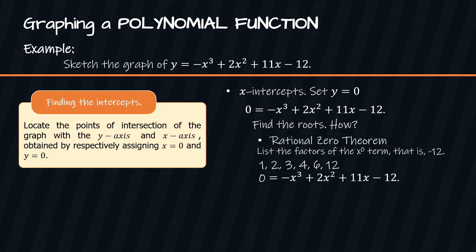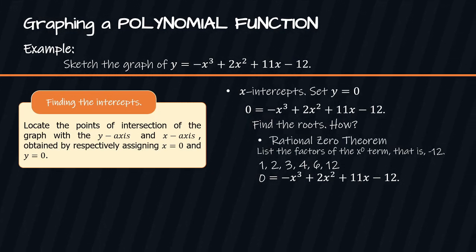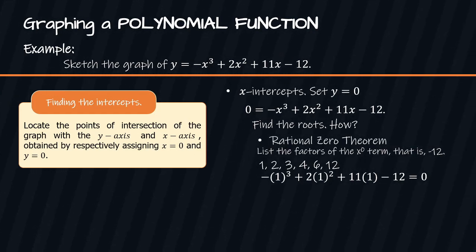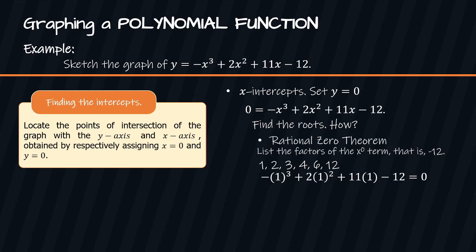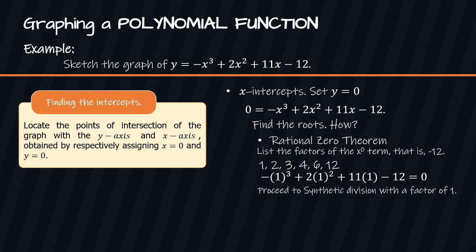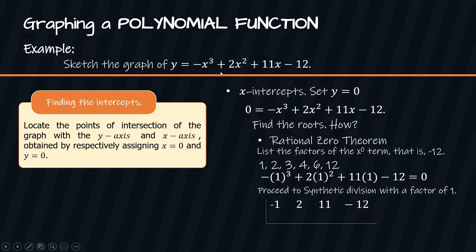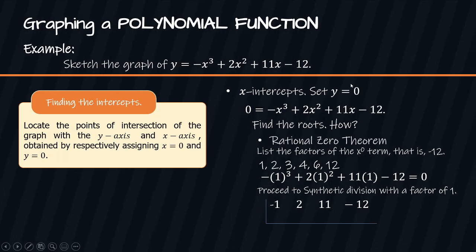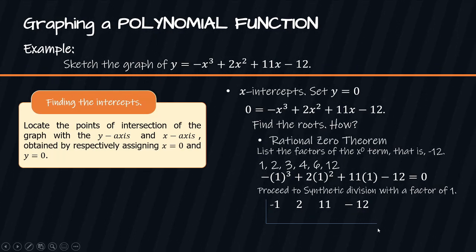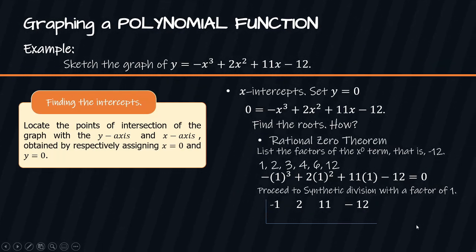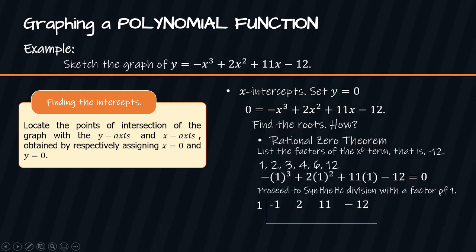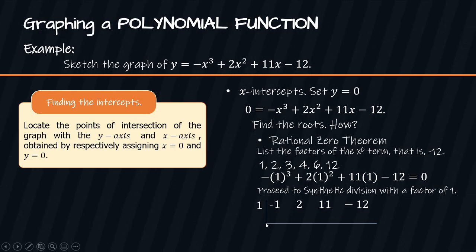Let us first try to substitute 1 to x. This would give us an answer of 0. Hence, 1 is a factor. So we proceed to synthetic division with a factor of 1. So we have this. We just put the coefficients of the function in the upper portion of our synthetic division bar. Then we put the factor 1 outside of the line.